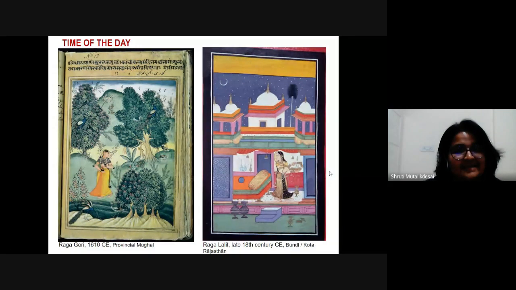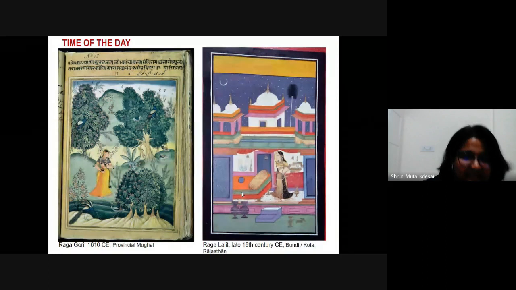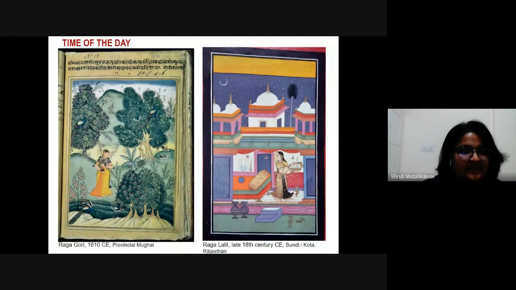Whereas Rag Lalit is a late night raga. And we see that the people are mostly represented indoors. We see stars in the sky. We see a crescent moon, which is all representative of the fact that it is nighttime.